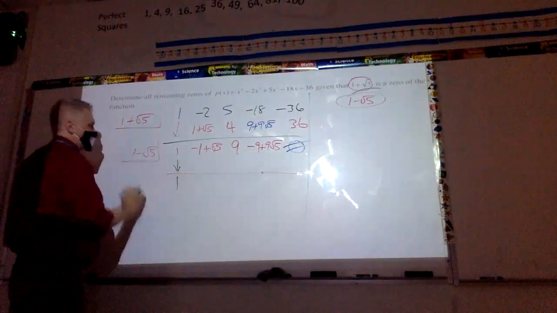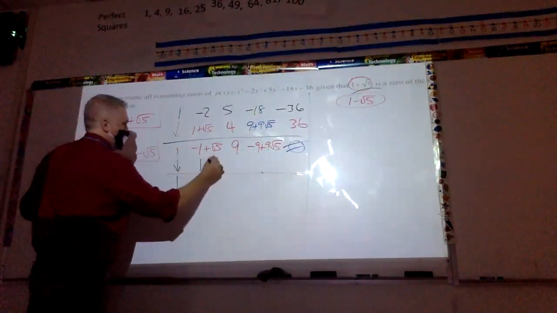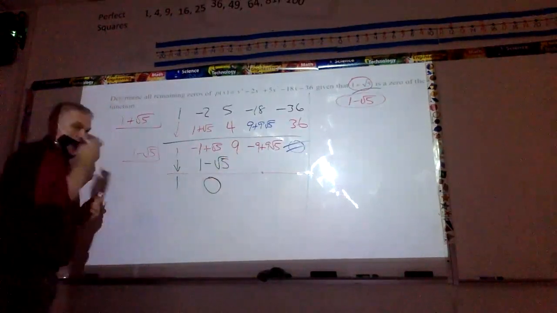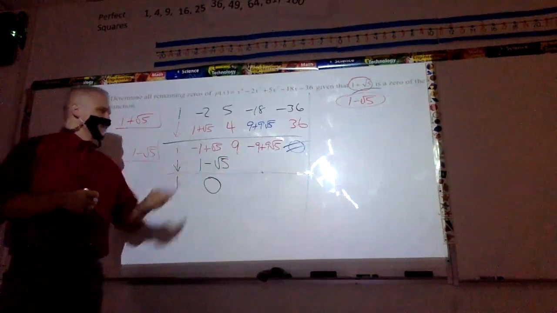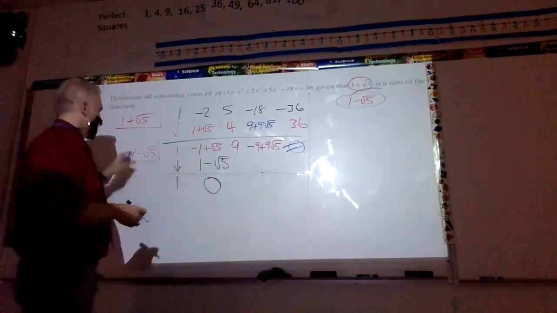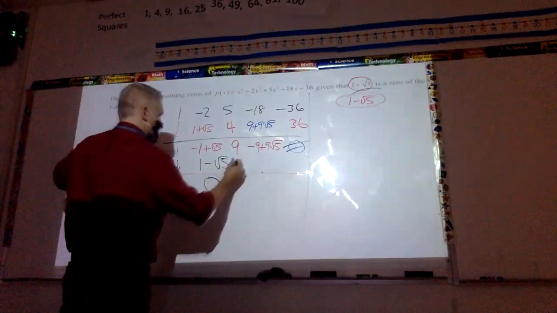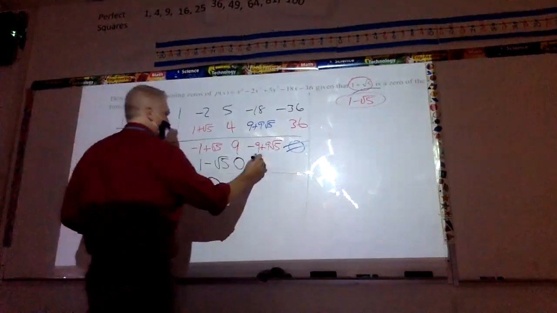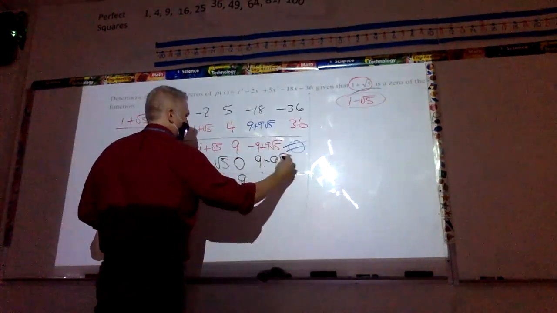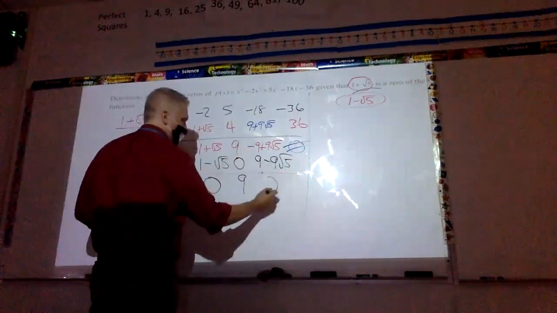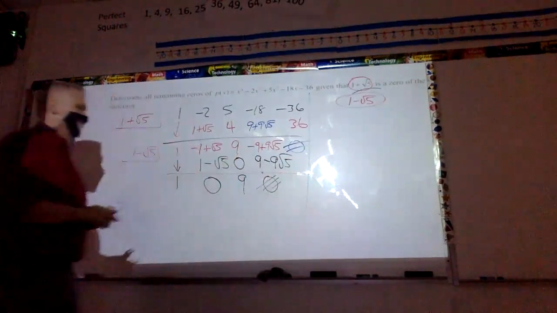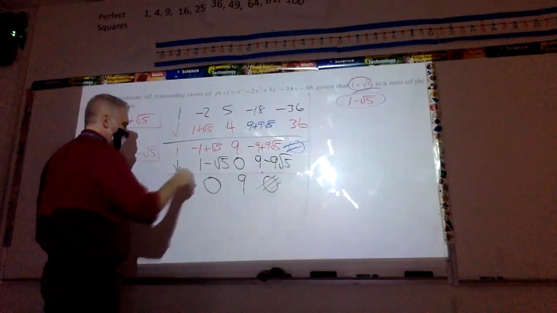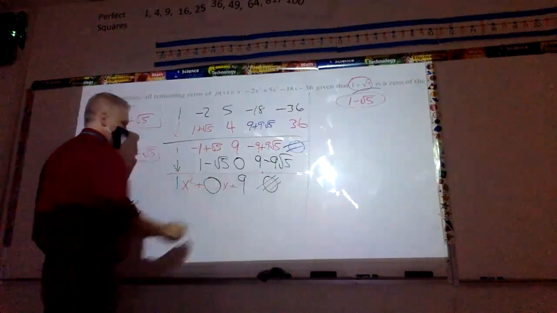Bring the 1 down. Multiply. What do I get? 0. Yeah. Negative 1 and 1 cancel. Positive root 5 minus root 5 cancel. So this times 0. 1 minus root 5 times 9 is 9 minus 9 root 5. And look what happens. Bingo, another 0. So this gives me x squared plus 0x plus 9.